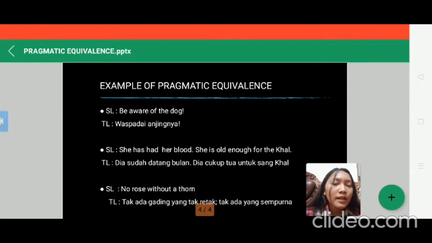Next, the example of pragmatic equivalence. The first one, from the source language, be aware of the dog. Target language, waspadai anjingnya. The second one, source language, she has had her blood. She is old enough for the cow. For target language, dia sudah datang bulan. Dia cukup tua untuk sangkal. The third one, source language, no rose without a thorn. For the target language, tak ada gading yang tak retak atau tak ada yang sempurna.